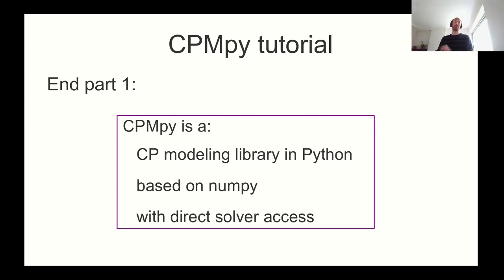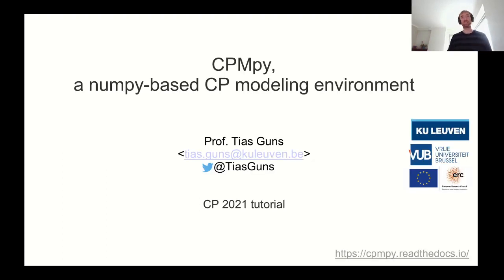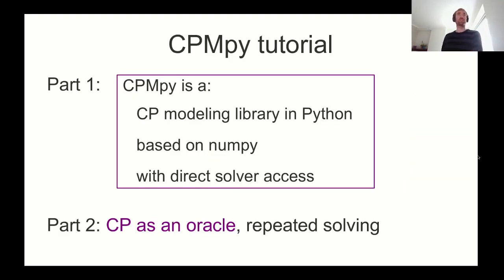And so the main point in this part 1 is that CPMpy is a CP modeling library in Python. It's aimed to be compatible with existing scientific toolkits. So it's based on NumPy as a basic data structure, and it gives you direct solver access, which allows you to do, for example, the hyperparameter optimization of the previous slide. All right, so that was the end of part 1. Now, for part 2, we will look at this key motivation that I told you, to use CP as an oracle. That means to use CP to do repeated solving. Okay.